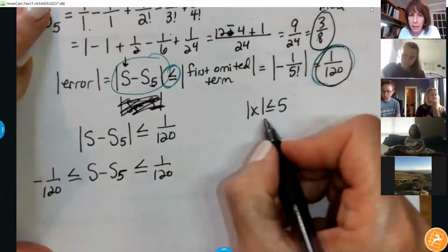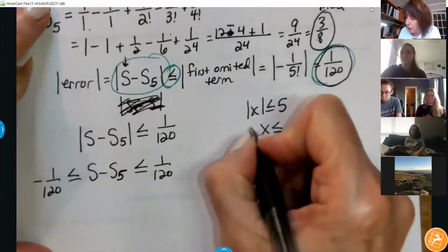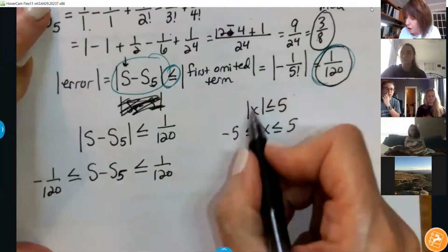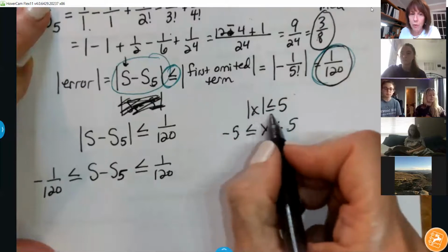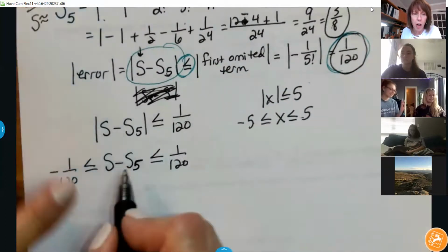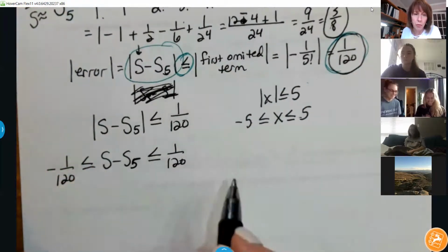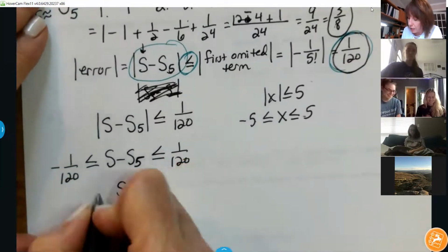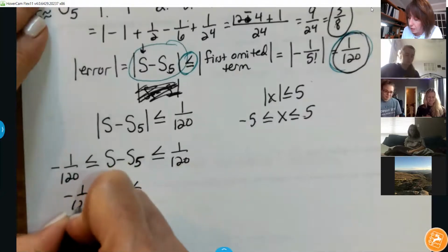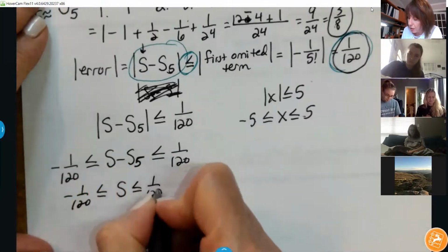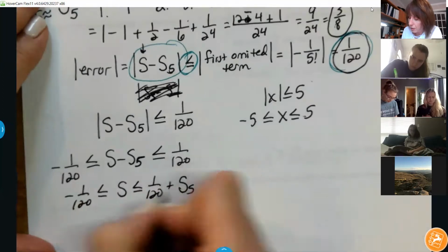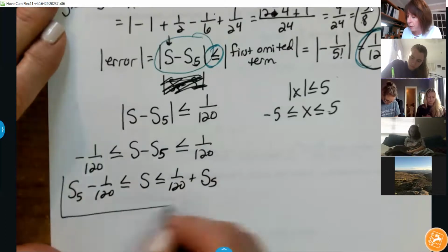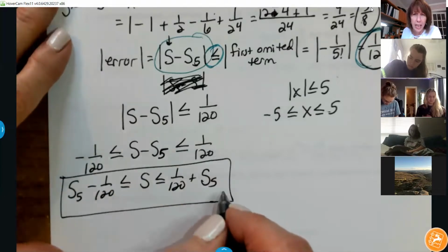If we had that, to get rid of the absolute value, we would say x is between -5 and 5. All of those values make this true. So that's all I'm doing here. All of these values make this true. And then we add S sub 5 to all sides. Like that. And now I have the interval that the actual sum must lie in.